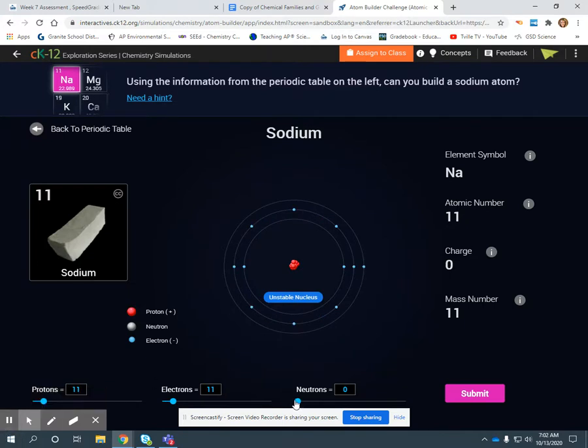Now for neutrons, the ratio is going to be close to 1 to 1 because it's a small atom. So I'm going to try 11 or 12 neutrons. It looks like 12 neutrons makes this a stable nucleus, a stable atom.